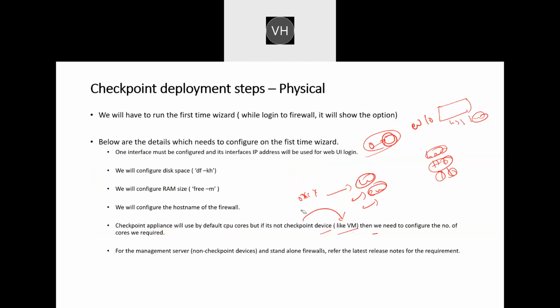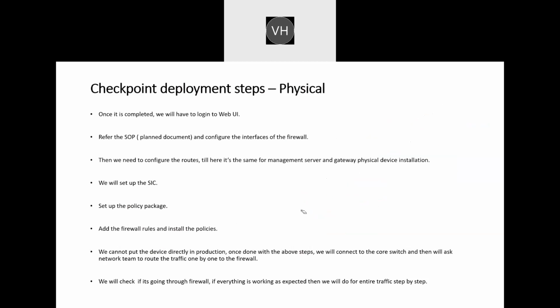Once you configure the first time, once it is completed, then we will log into the firewall web UI. Suppose we assign this IP address 10.1.1.1. Then we'll take the IP address of that interface and type https://10.1.1.1. So we'll log into the firewall device.